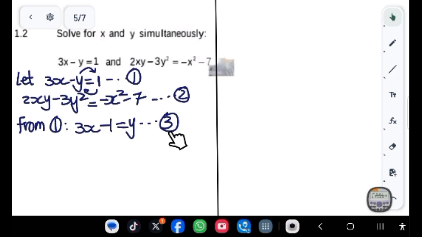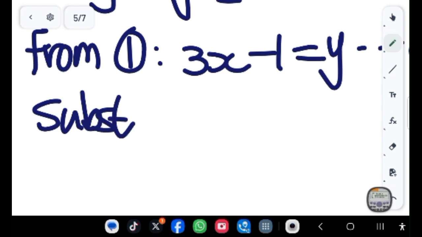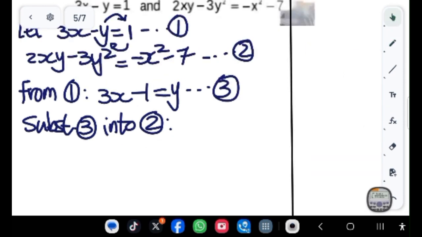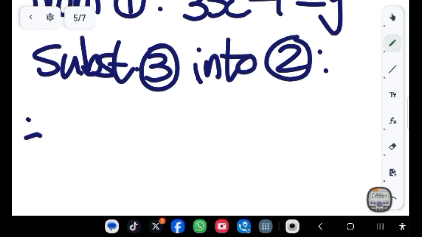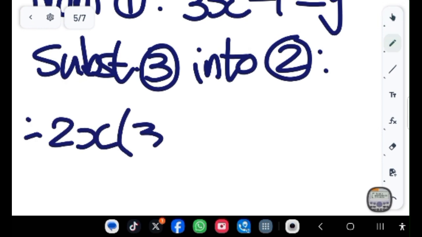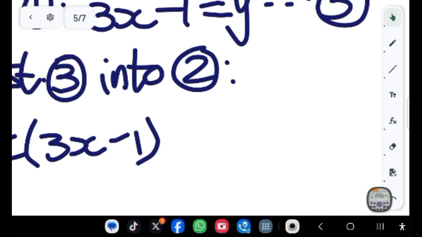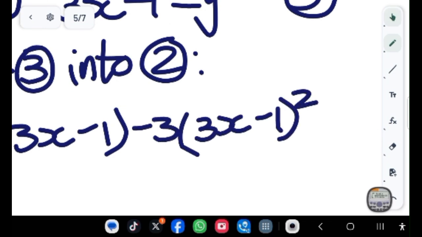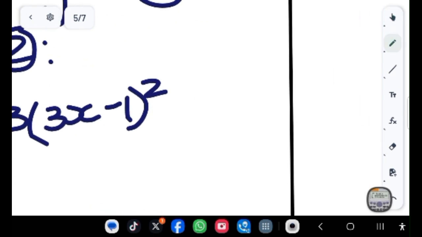Now we substitute equation 3 into 2. Wherever there is y, you put 3x minus 1. So we go therefore 2x, and then there is y, so we put 3x minus 1 there. And then minus 3y squared, so that will be minus 3 times (3x minus 1) all squared, because wherever there is y, we put 3x minus 1. So we put that, equals, on the right hand side, minus x squared minus 7.